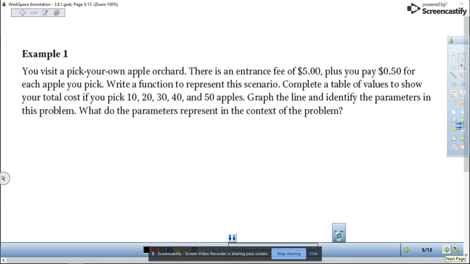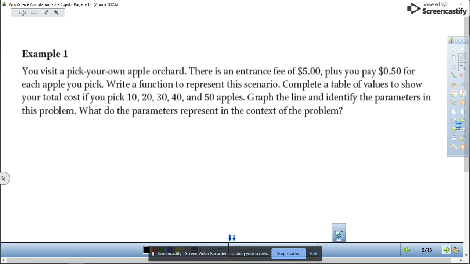So, example 1, you visit a pick your own apple orchard. There's an entry fee of $5 plus you pay 50 cents for each apple you pick. Write a function to represent this scenario. Complete a table of values, show your total cost if you pick 10, 20, 30, 40, and 50 apples. Graph the line and identify parameters in this problem. What do the parameters represent in the context of the problem?